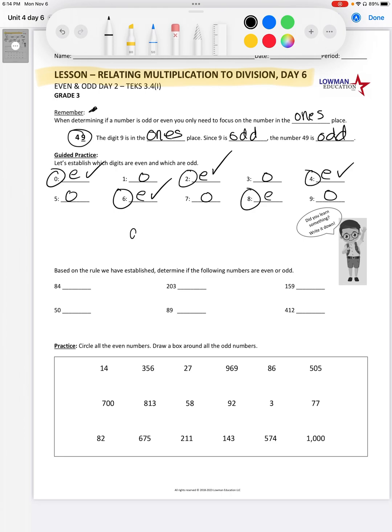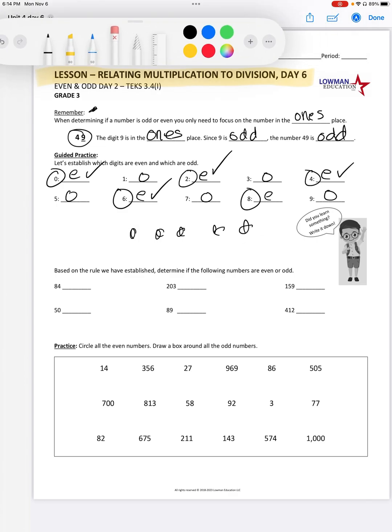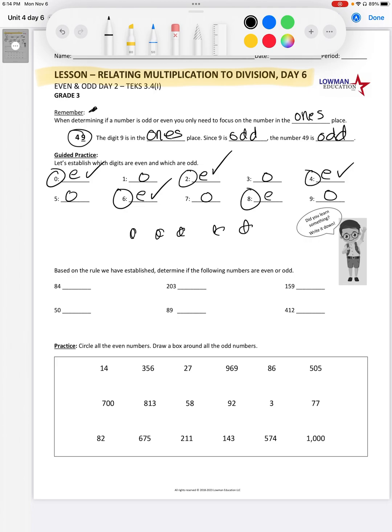Same thing is going to happen with 5. 1, 2, 3, 4, 5. I can put 2 in one box, 2 in the other box. I still have a remainder of 1. Nowhere for that friend to go. If I move this to 7, I can put 3 in one box, 3 in the other. I still have a remainder of 1. Nowhere for that to go.